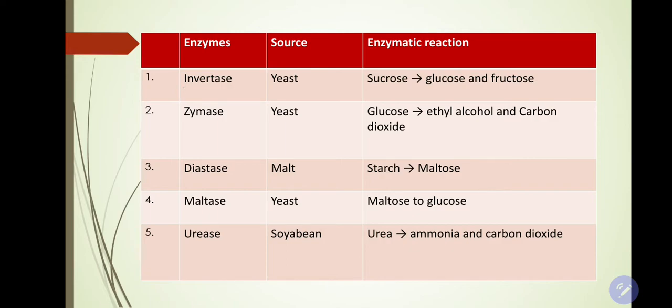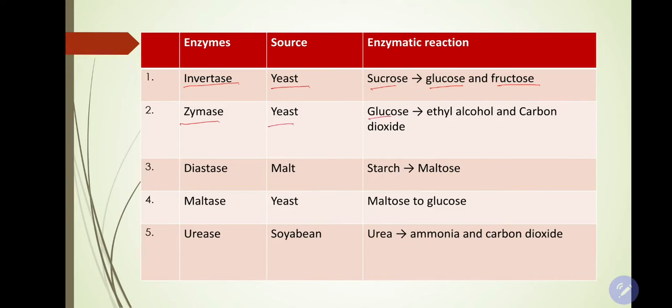The enzyme invertase is obtained from yeast. What does it do? It converts sucrose into glucose and fructose. The next enzyme is zymase, which is also obtained from yeast.